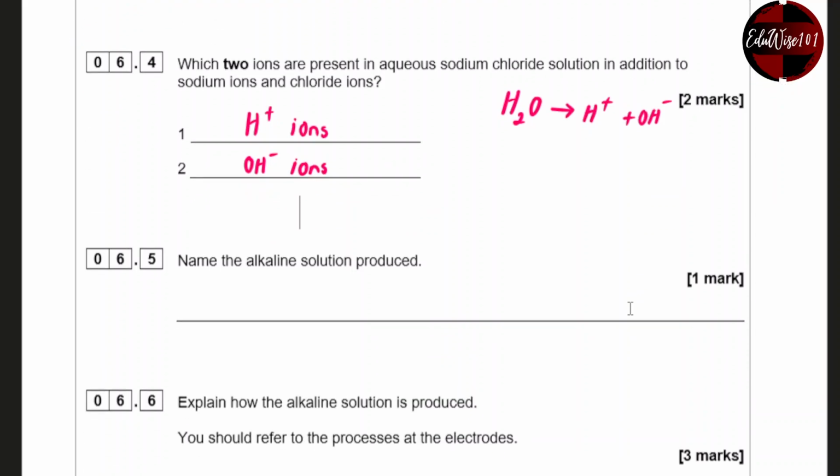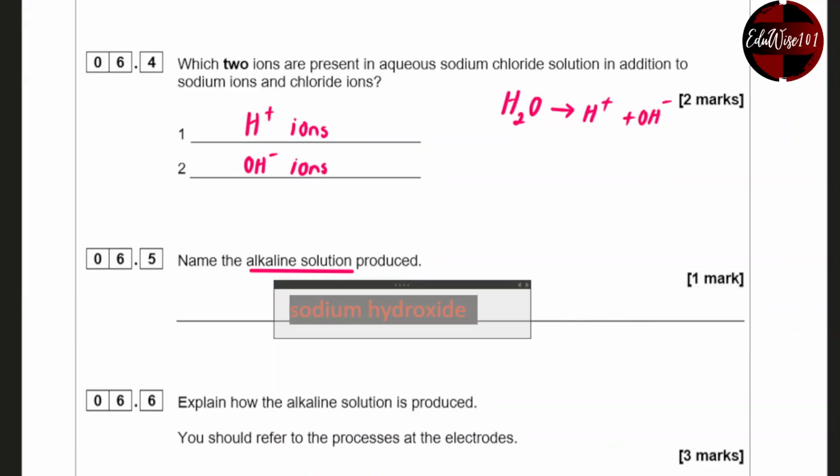Name the alkaline solution produced. So what is the alkaline solution produced? If it's an alkaline solution, it should be a hydroxide. So the hydroxide should be sodium hydroxide.